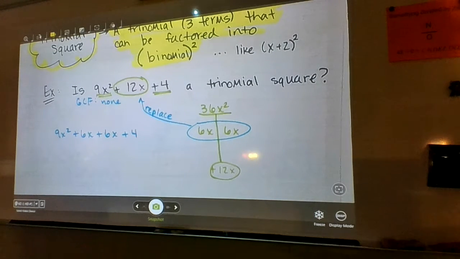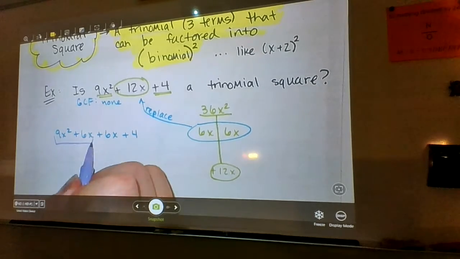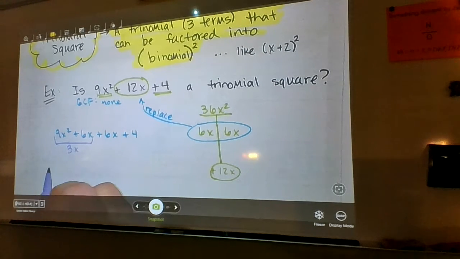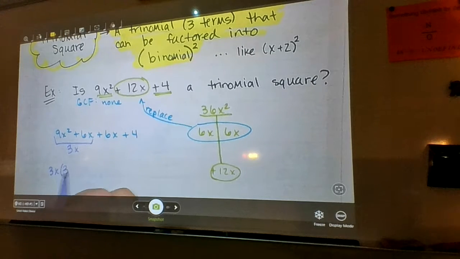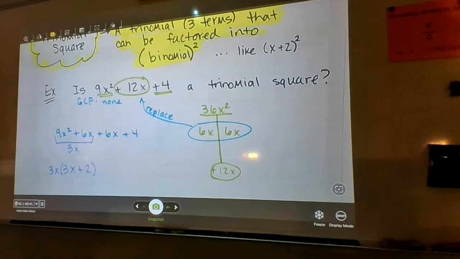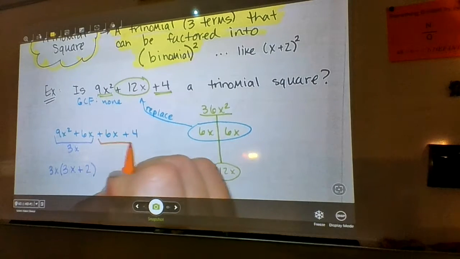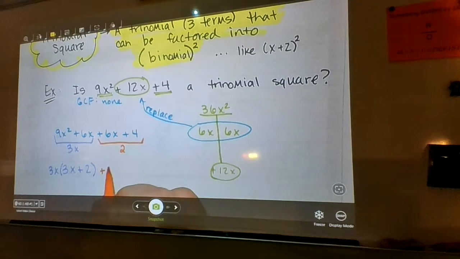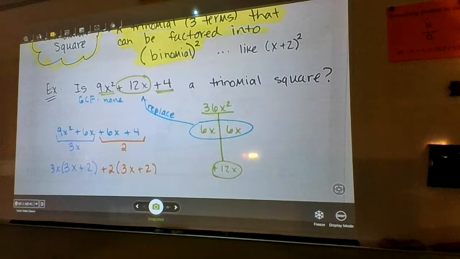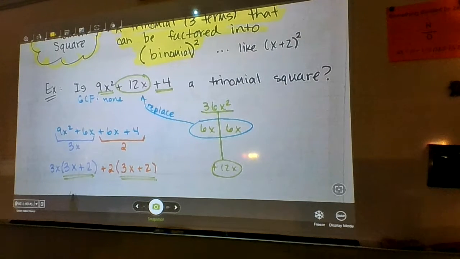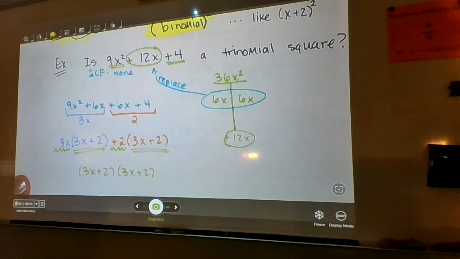And then we factor by grouping. So we group these two together. What can come out? 3x. Perfect. So we'll have 3x times 3x plus 2. And then we look in our second group. What can come out of there? 2. So we'll have plus 2 times 3x plus 2. So then we have our common parenthesis, which will be 3x plus 2, times our leftovers, 3x plus 2. Whoops, went off the screen. So I can rewrite that as 3x plus 2 squared.